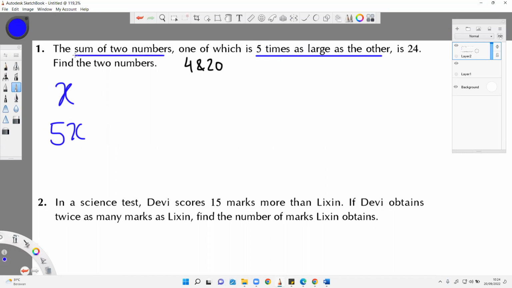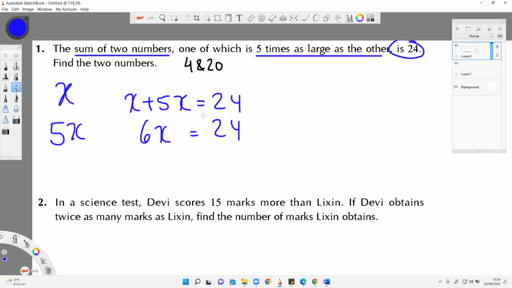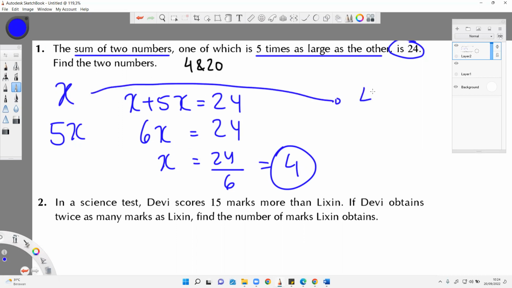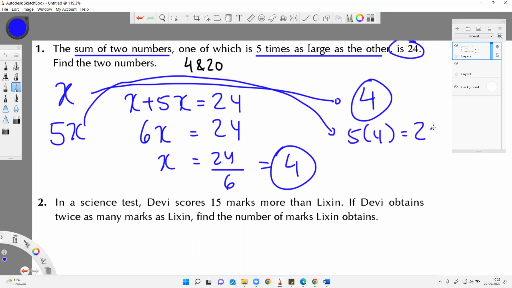And the sum of two numbers is 24. So x plus 5x equals 24. And x plus 5x is 6x equals 24. And the x, that's why John said 24 divided by 6, because it is 6 over 6. Right? So the answer of x, the first number, is 4. As simple as that. We use pure algebra. And then the other number is 5 times 4, 20. And then you get it. Okay, that's 4 and 20, the answer for number 1.